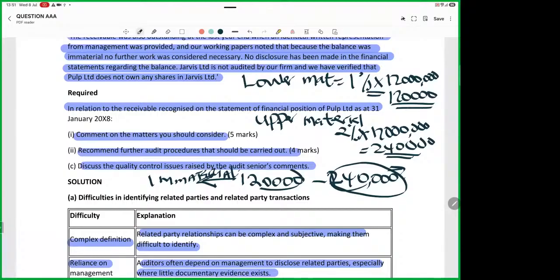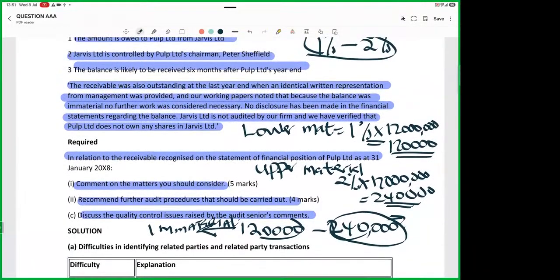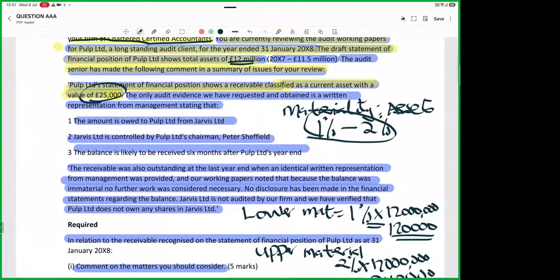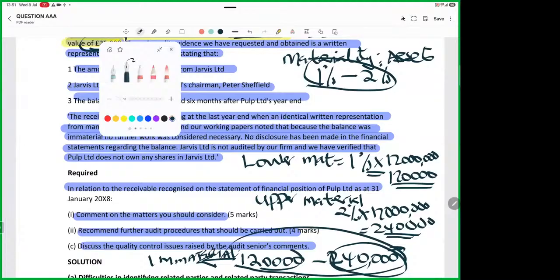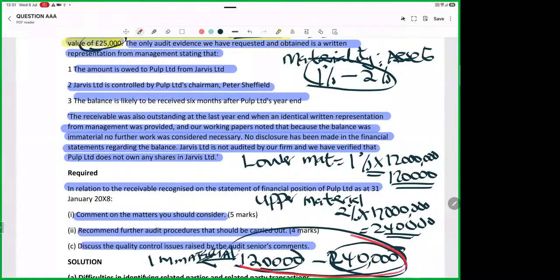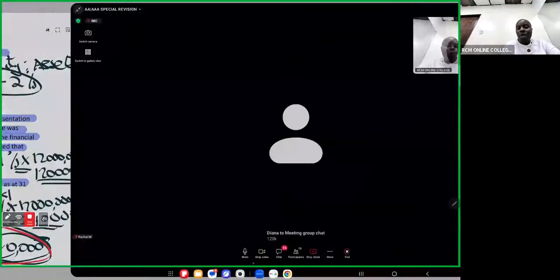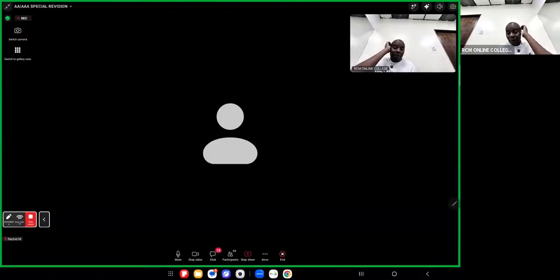All right. Now look at, for example, our asset called receivable from Pulp. Ladies and gentlemen, Pulp Limited's statement of financial position shows a receivable, which is an asset, classified as a current asset with 25,000. So when you compare this 25,000 receivable vis-a-vis this class, is this 25,000 really material or immaterial? Please talk to me. Is it material or immaterial? It is too tiny.